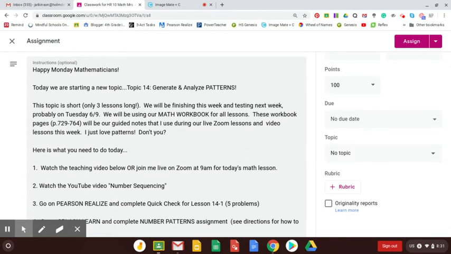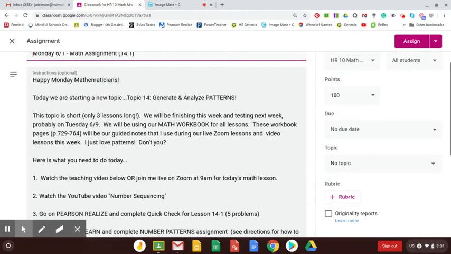And this is your assignment for today. So I just want to go through it with you. The topic is very short. It's only like 3 or 4 lessons, and we're only going to be doing 3 of them. So we're going to finish up this week and we're going to test next week.